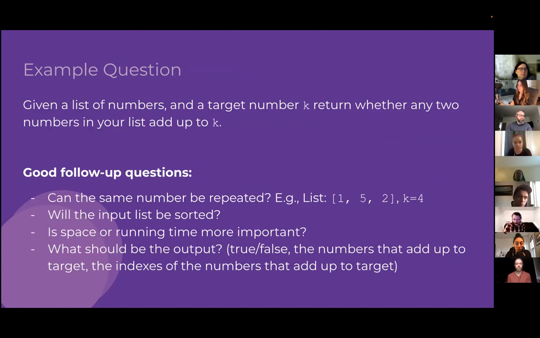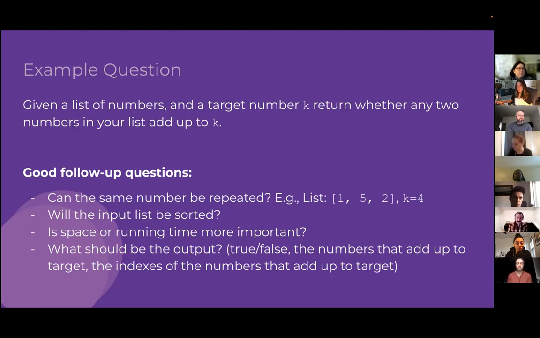An example question might be, given a list of numbers and a target number k, return whether any two numbers in your list add up to k. So given a question like that, some follow-up questions that we might ask. Can the number be repeated? For example, in this list, like 1, 5, and 2, can I take 2 and repeat it twice to add up to 4? Another good question would be, will the input list be sorted or will it not be sorted? That's honestly a good question to ask for almost any list-based question.